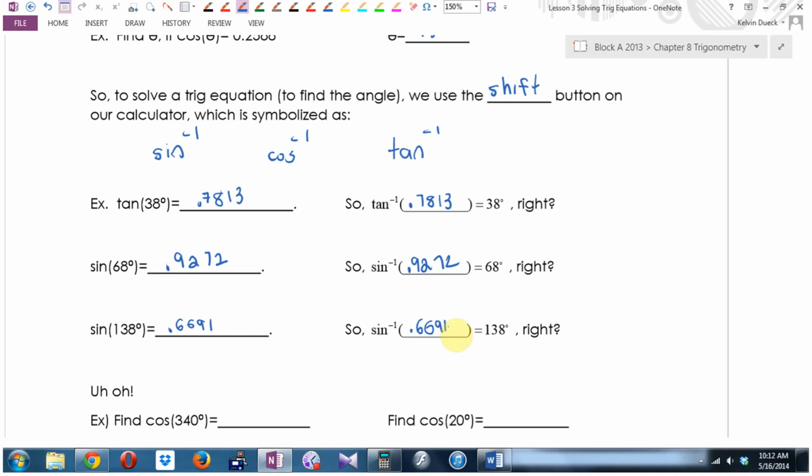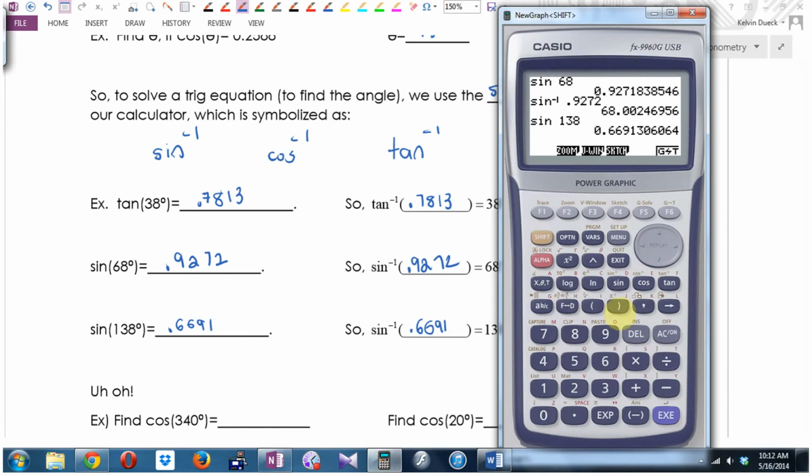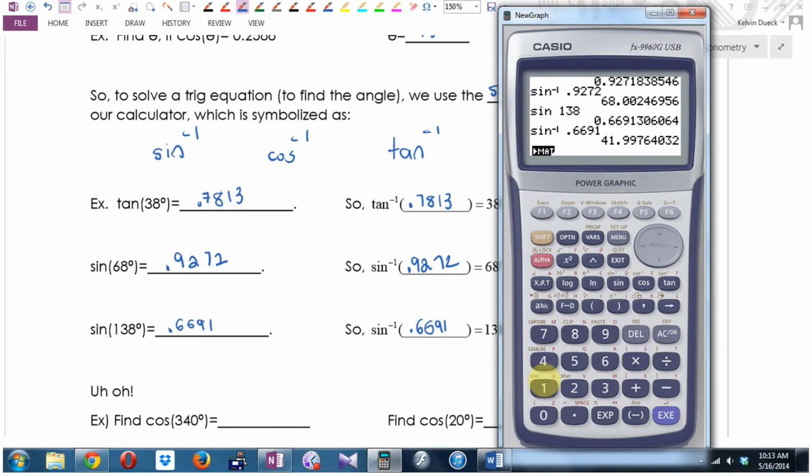No, try that. This is the whole point of this lesson, and you're all zoning out. Try that. Does it work? No. If you go shift sine of 0.6691, do you get back 138 degrees? I say no. This is going to be our problem. What we want to do is solve trig equations, but the problem is your calculators are incapable of solving them properly. They can't. We are going to have to use all of our skills that we brought to bear to solve these.